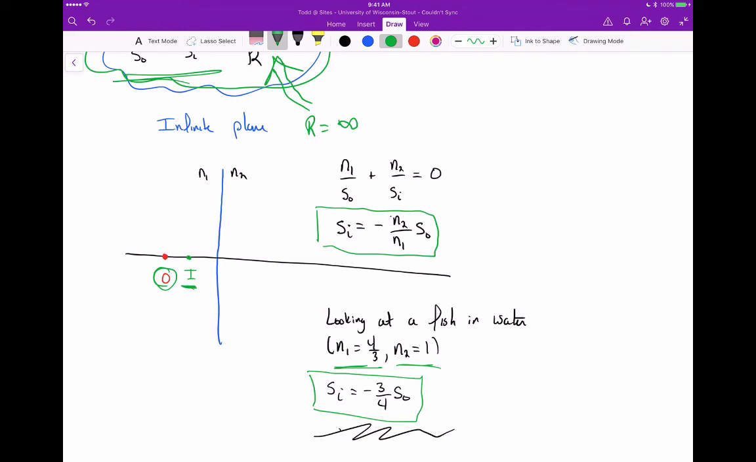This is one of the homework problems that you had to solve in a little bit more detail. The only difference here, of course, is the minus sign, and the minus sign is coming from the fact that we assume that positive image distances are on the far side of the interface, whereas negative image distances are on the same side.